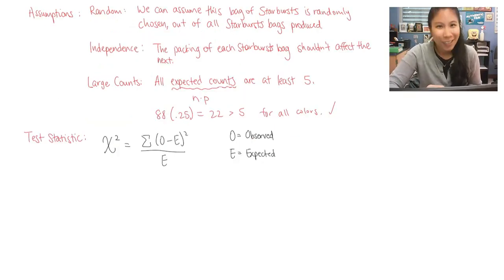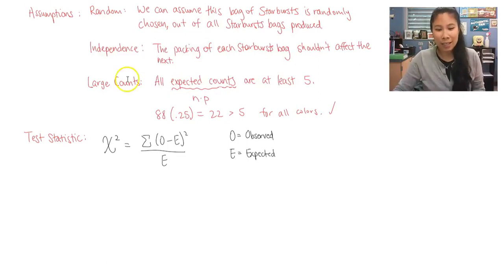Cool. All right, so our next step of PHANTOMS, we get to find our test statistic. We do have a new formula for this. So our test statistic, instead of a z-score or a t-score, is now called chi-square. That's the name of our chi-square test. So chi-square is the new distribution that we need to talk about now.